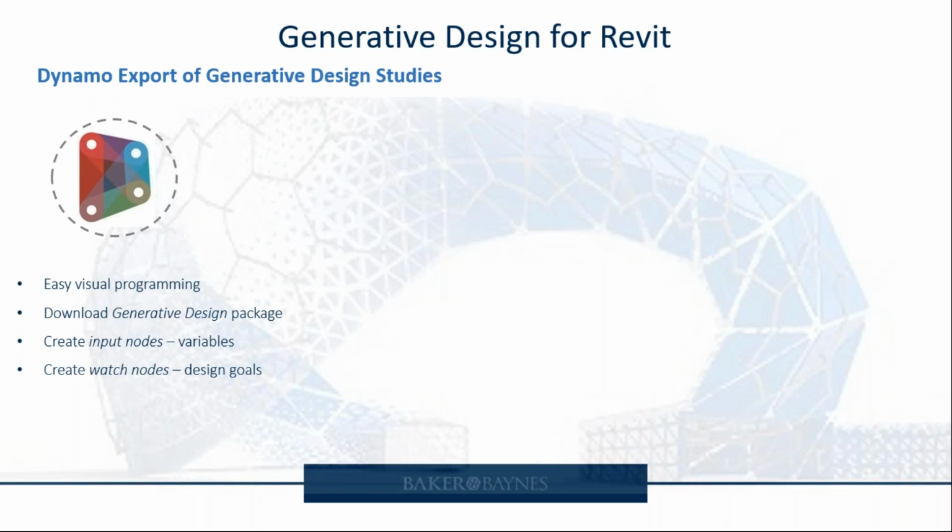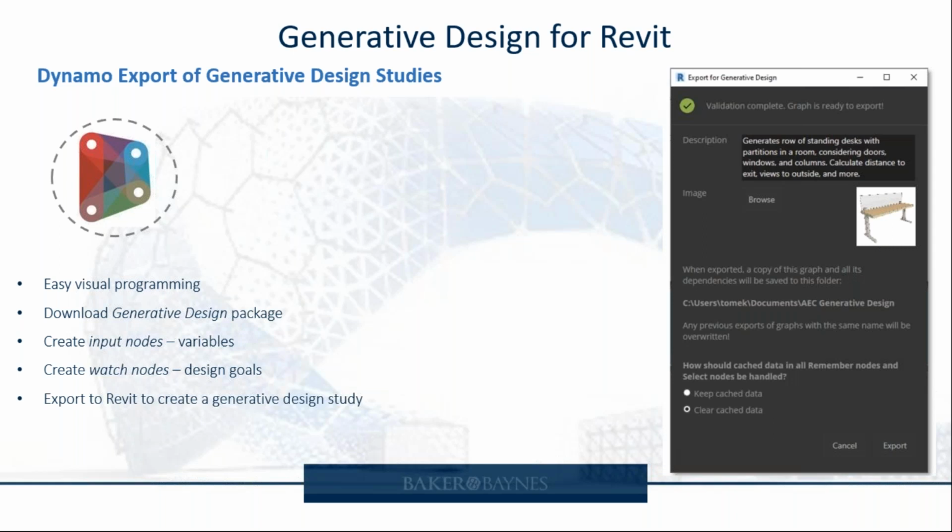Then when you export to Revit, you get a bit of a review of the case study that comes up. It tells you the logic that the script is following, and it validates that logic. If it's not validated, it will tell you there's something wrong. The logic used to define the script is given in a definition, so that anyone who uses the script knows what the script is trying to do. This one, for example, generates rows of desks with partitions in a room.